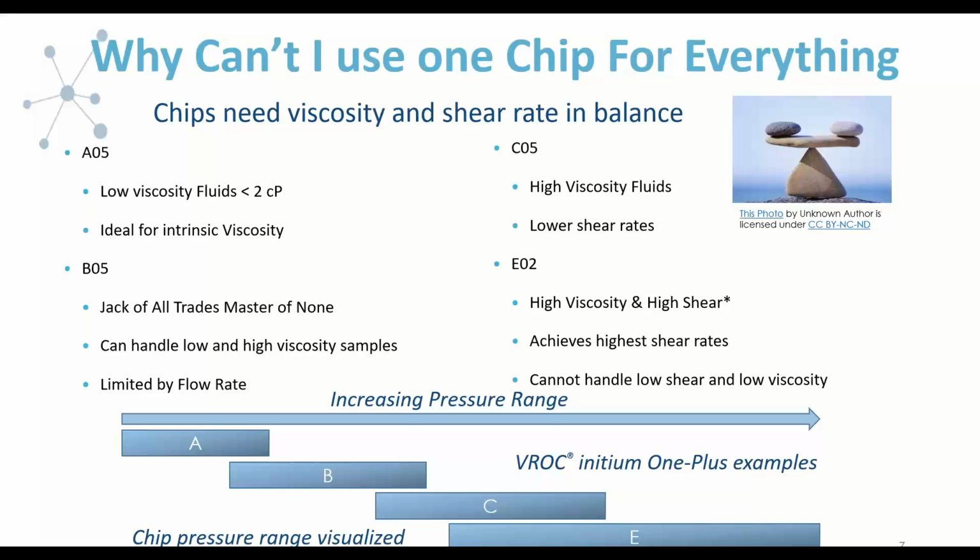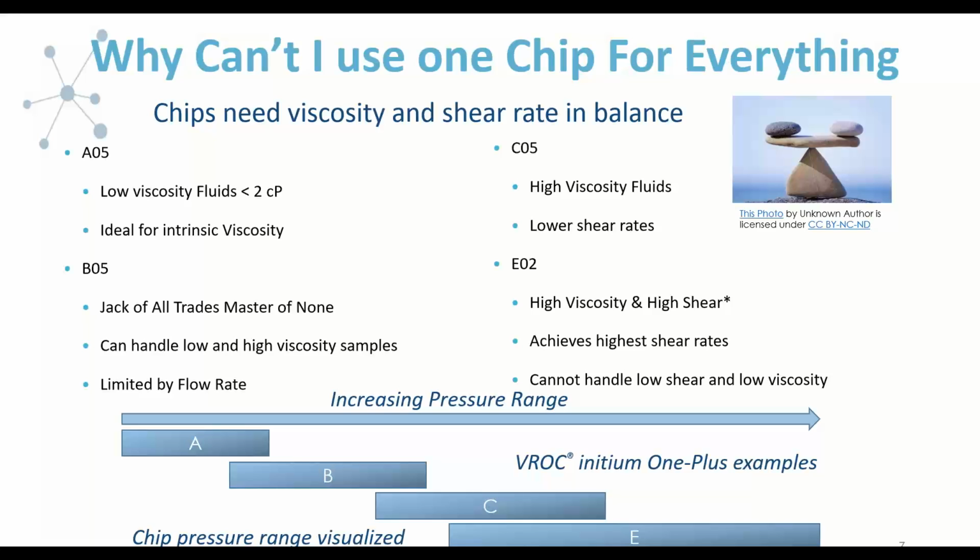And then the E02 chip is good at high viscosity, high shear. It can achieve the highest shear rates on the OnePlus platform, but it can't really handle low shear and low viscosity samples. And so down here on the bottom, I have a visualization so you can see how the different chips overlap with each other. For instance, if you wanted to do a big experiment over the widest range of shear rates, you would choose a sample where you could run it on the B chip and you have a wide range of shear rates it can explore.